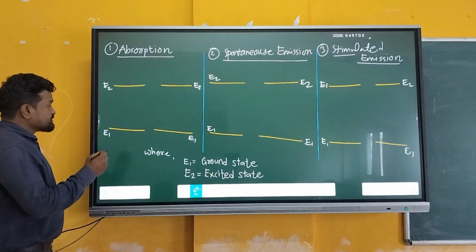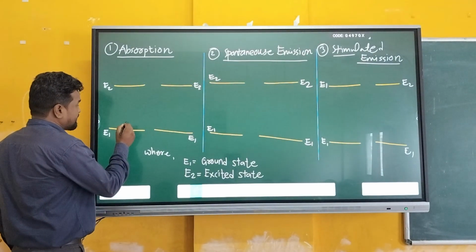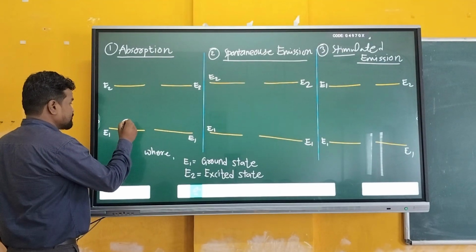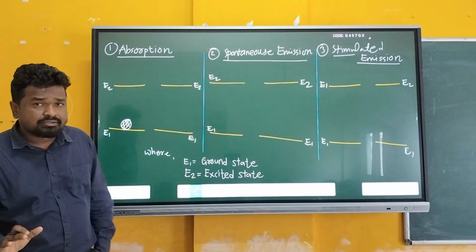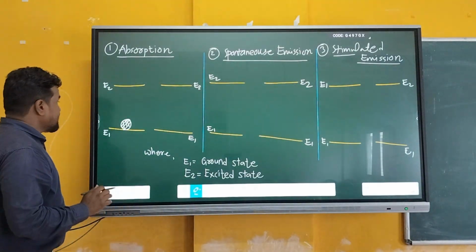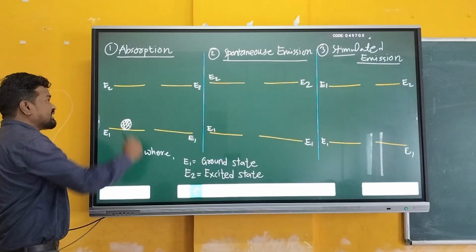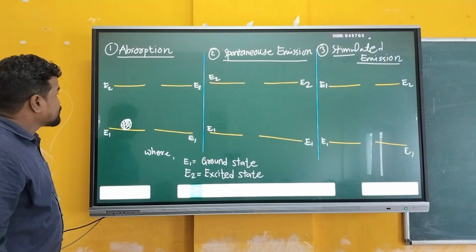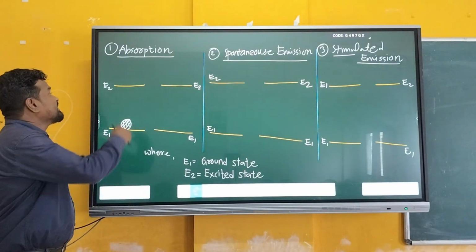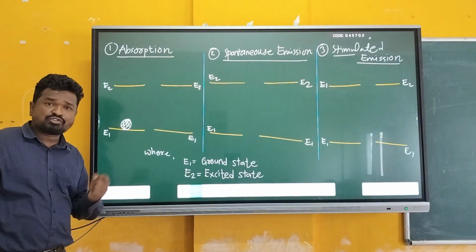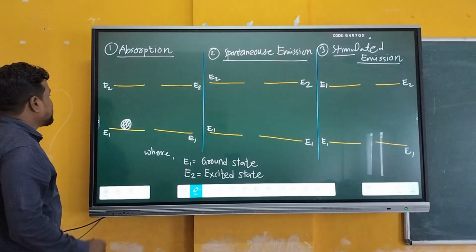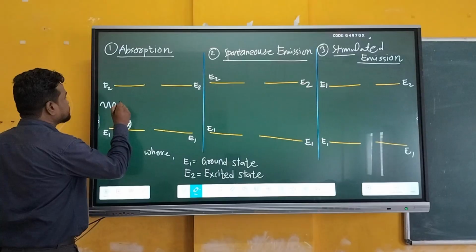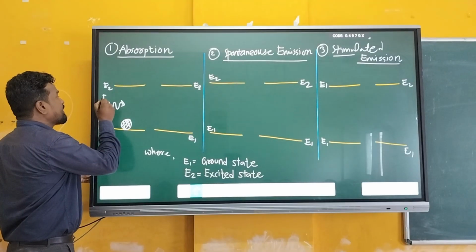Okay, let's start. Suppose initially the atom is at the ground state. Or you can say the electron is at the ground state. And suppose we have to send this electron to the excited state. To go to the excited state, it will have to get the energy of that state. So it is possible by the photon that has energy.